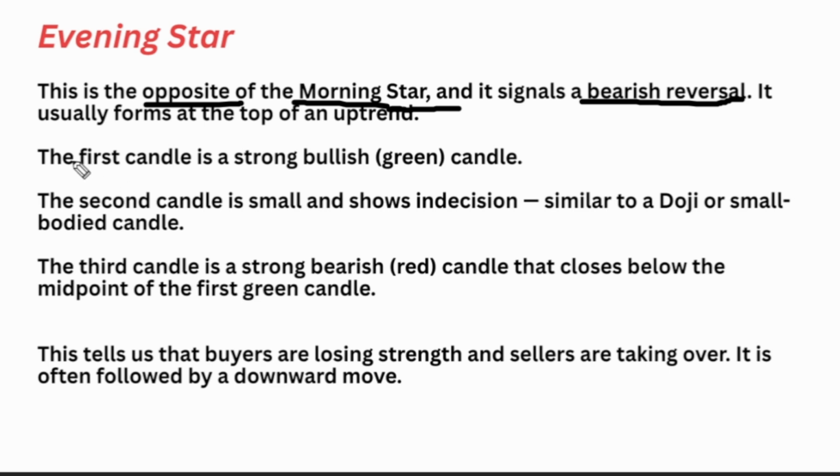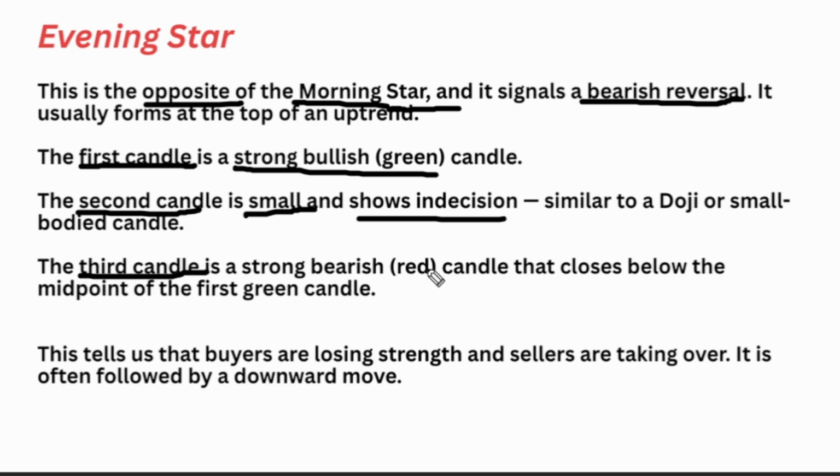Evening star. This is the opposite of the morning star, and it signals a bearish reversal. It usually forms at the top of an uptrend. The first candle is a strong bullish green candle. The second candle is a small candle and shows indecision, similar to a doji or a small-bodied candle.